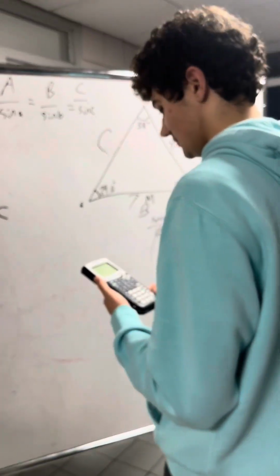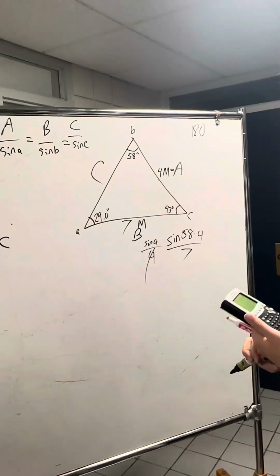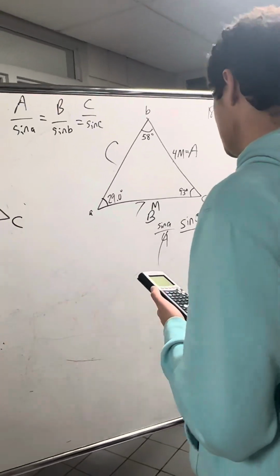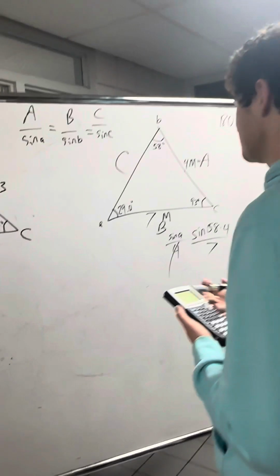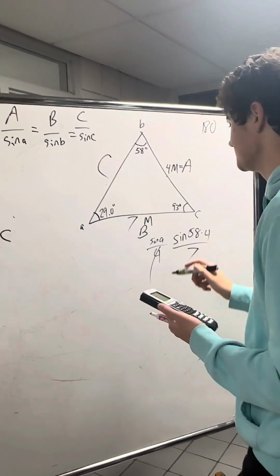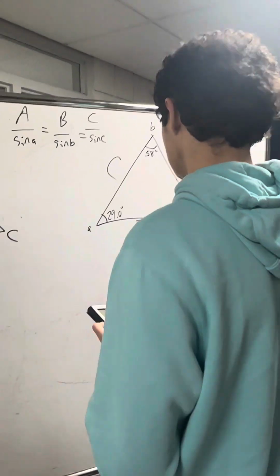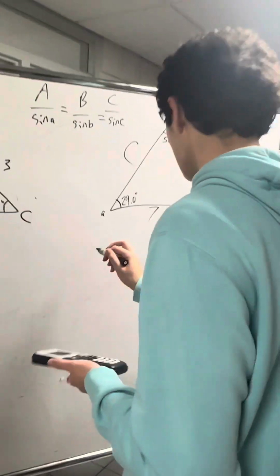The biggest angle here is angle C, so what should we expect from side C? It should be the biggest number. We got 7 and 4, so be in the neighborhood of 7, 8 or 9 maybe, at the most.